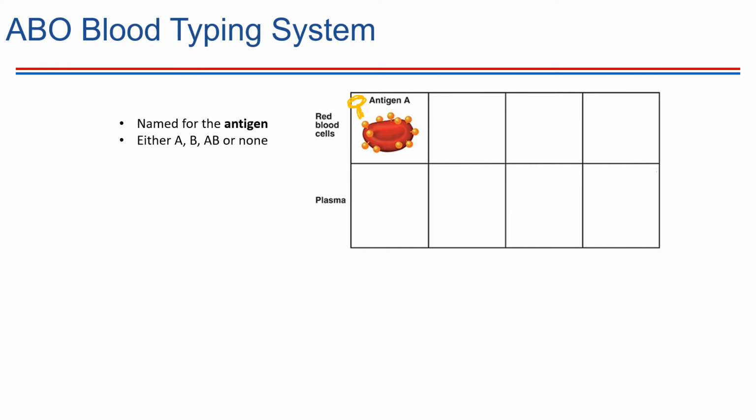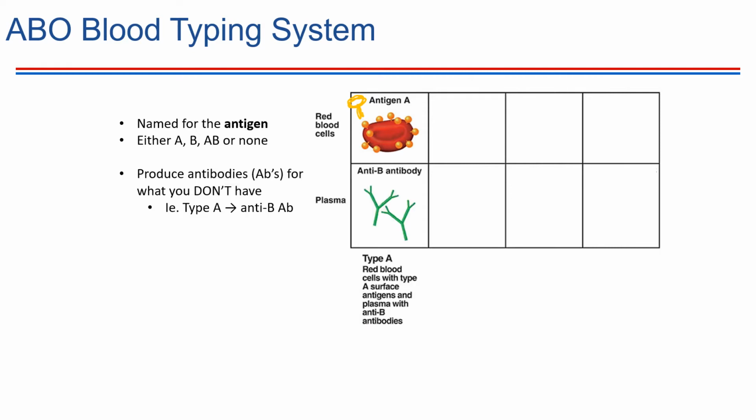So if you have type A antigens, then your body is going to make type B antibodies that are going to attack type B antigens. So we call these anti-B antibodies because these antibodies are going to go attack type B antigens because you don't have them, and those would be foreign to your body. So you produce antibodies for the antigens that you don't have. Let that sink in for a second, and we'll look at just the opposite.